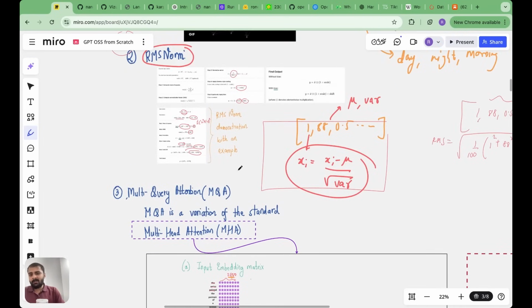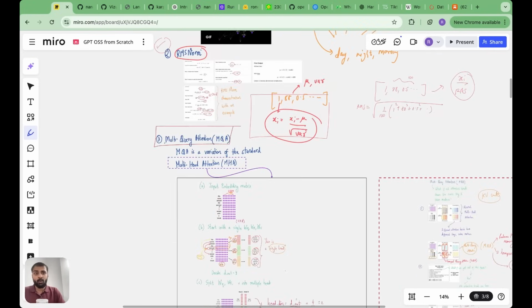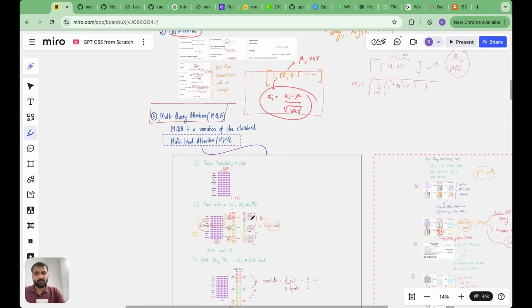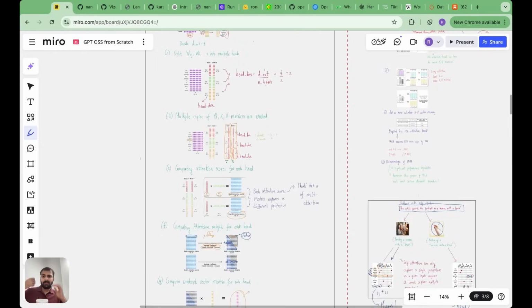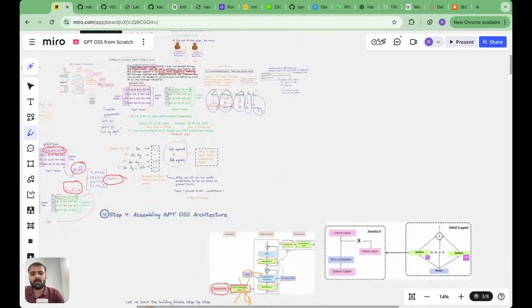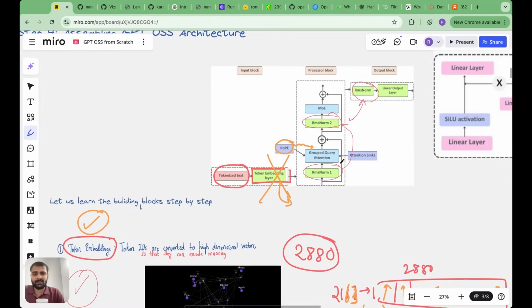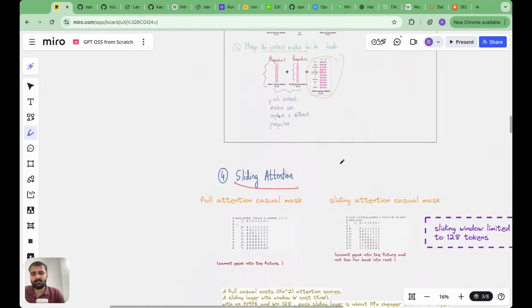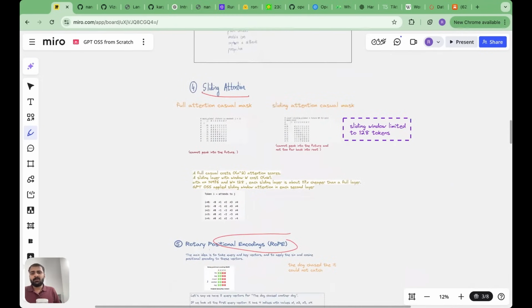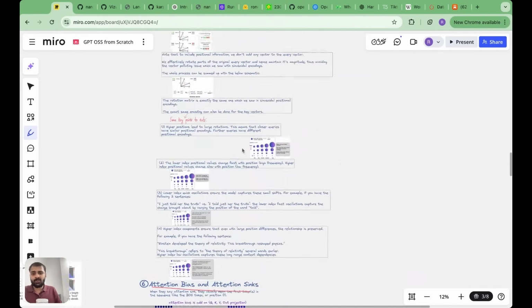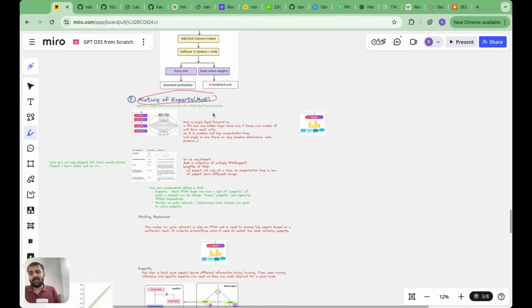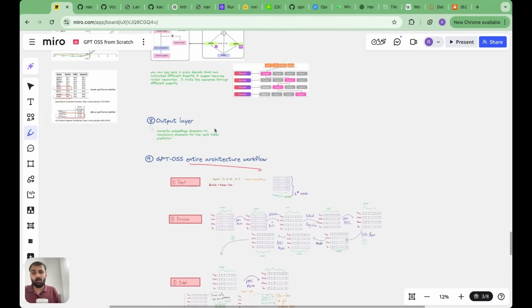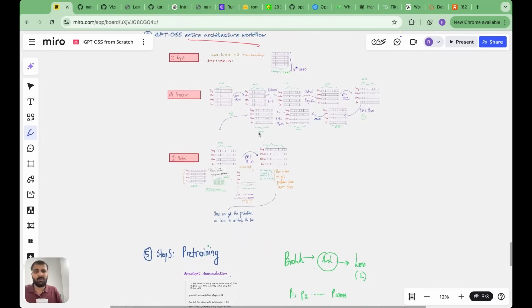So this is the third part which I wanted to explain to you, which is essentially grouped query attention. And I hope all of you have understood and followed this part thoroughly. This is one main concept in the GPT-OSS architecture. We still have six more parts remaining, which is sliding attention, rotary positional encodings, then attention bias and sinks, and then finally we'll move to mixture of experts, the output layer, and GPT-OSS entire workflow.